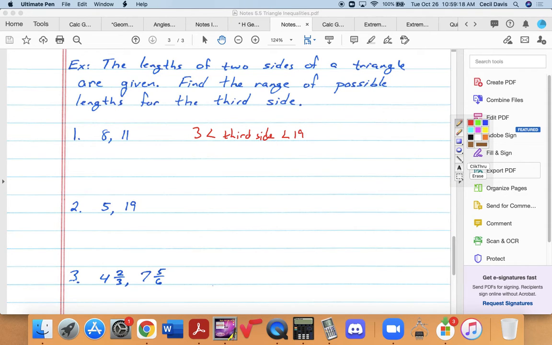Can it be equal to 3? No. But if it's even a little bit bigger than 3, you would have a very skinny triangle. And it could be close to 19, but it can't be equal to 19, because if it did, you would have a flat triangle. How skinny of a triangle would it be if you had, like, 8, 11, and 3.01? It'd be really skinny. It would be almost flat.